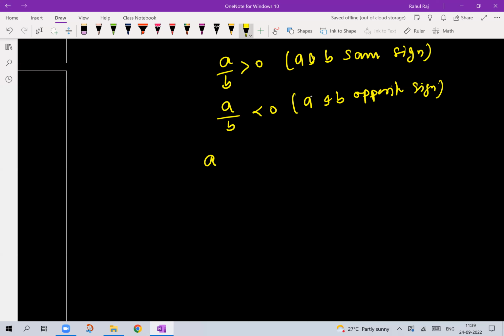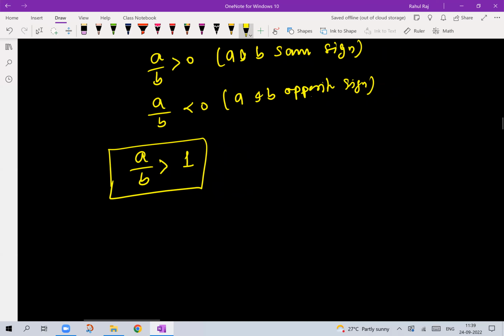If I say A over B greater than 1, what does this mean now? For A over B to be greater than 1, 100% A over B are positive. There is no doubt at all. This is positive, it means they should be of same sign. But you will have to take individual specific cases.